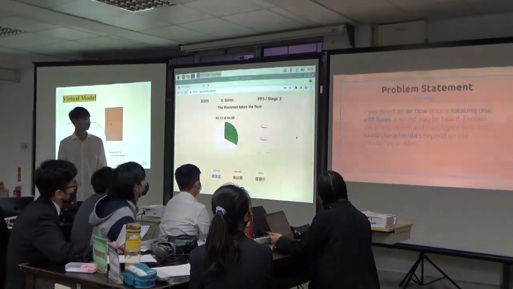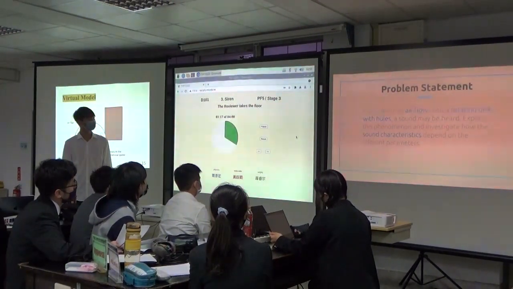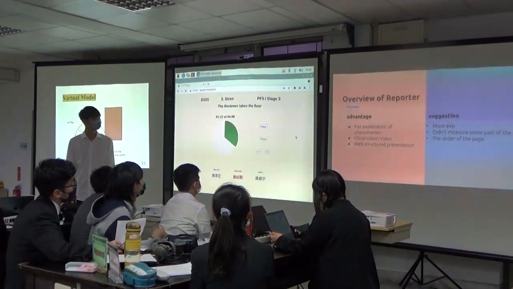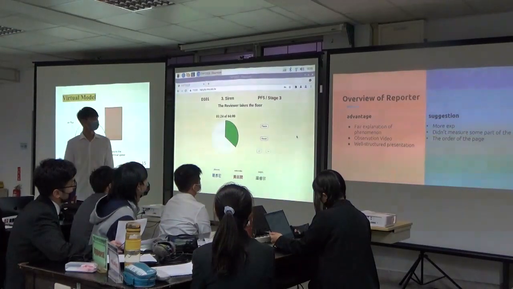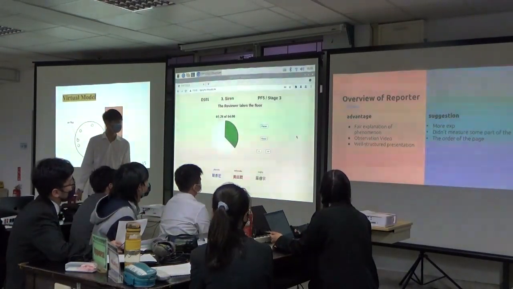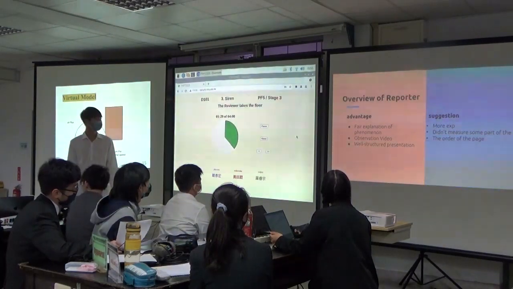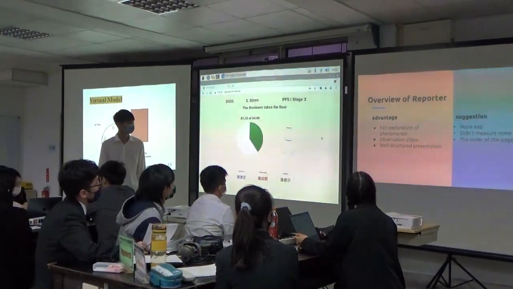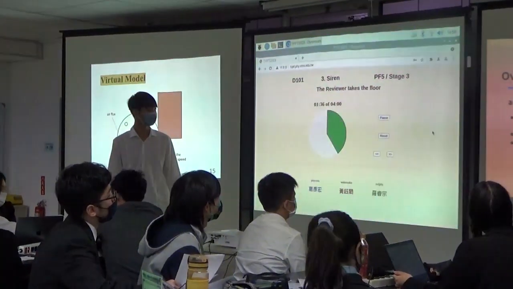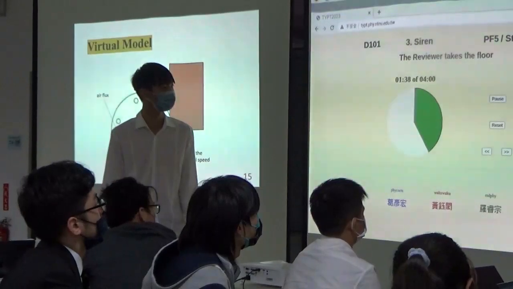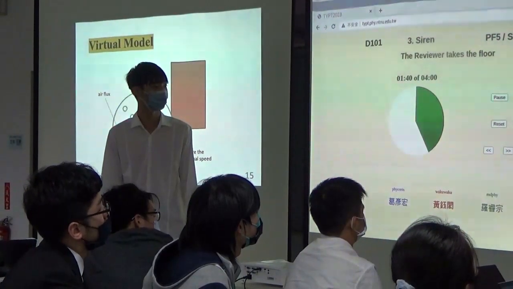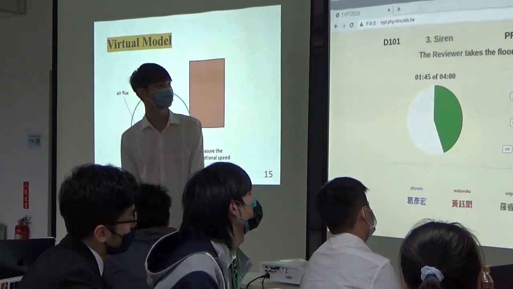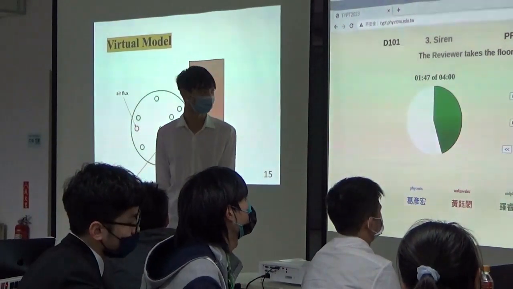And it's the problem statement. They focus on the airflow, the rotating disk with holes, and the sound characteristics. This is the reporter's advantage: it has a fair explanation of phenomena, observation video, and a well-scripted presentation. Our suggestions are that they do more experiments, and they didn't measure some parts of the data, and the order of the pages.